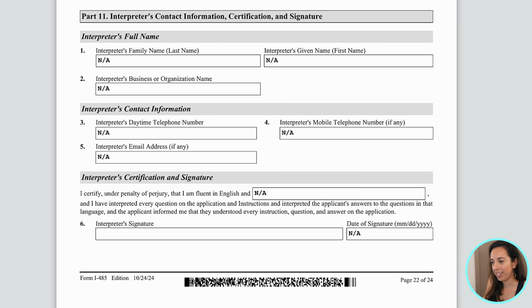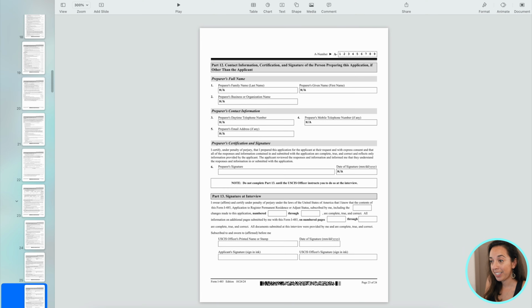Part 11 relates to an interpreter. As we're filling out this form by ourselves, we didn't use an interpreter, so we just filled out the rest of the fields as NA. Similarly, on page 23, we just filled out NA.